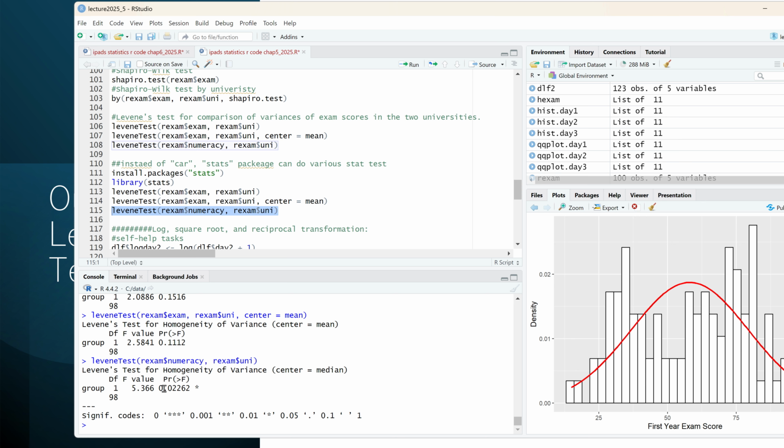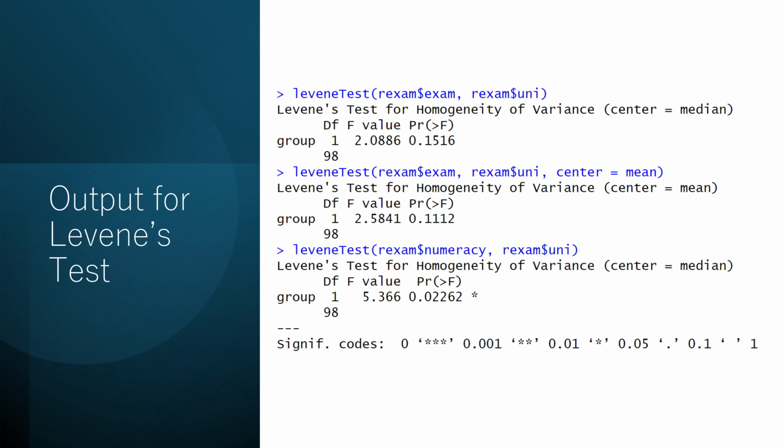This result means not equal variance. For numeracy, the test is significant, so the variances differ. So please use Welch's t-test.